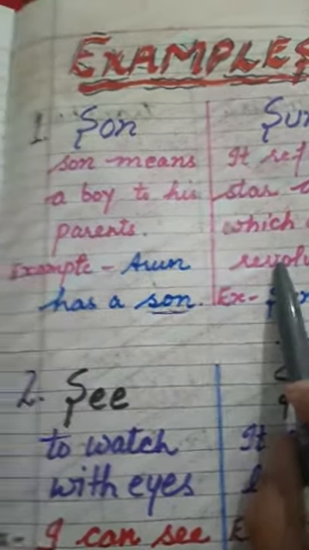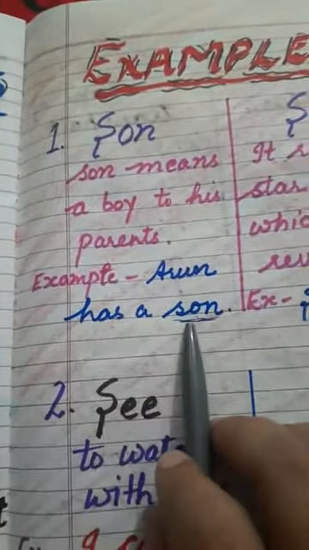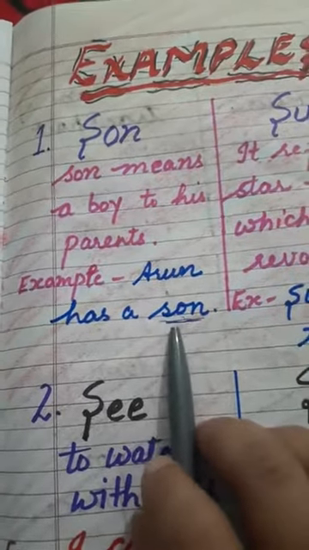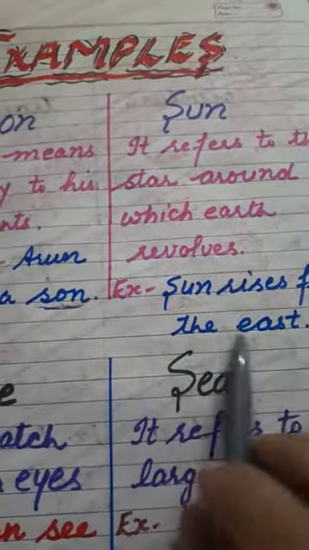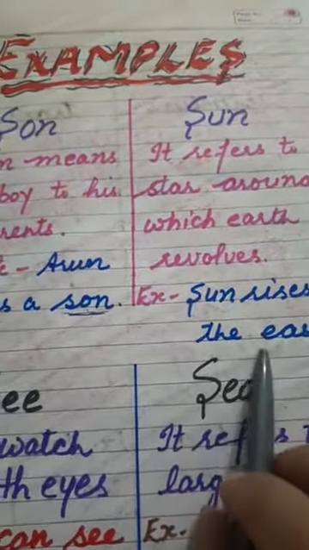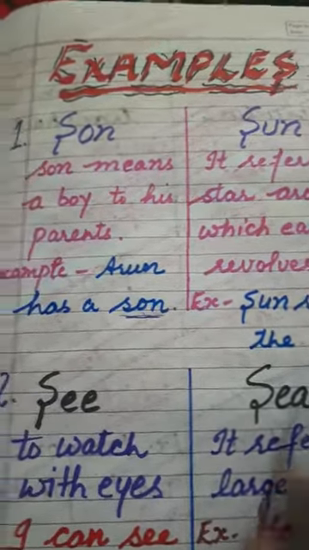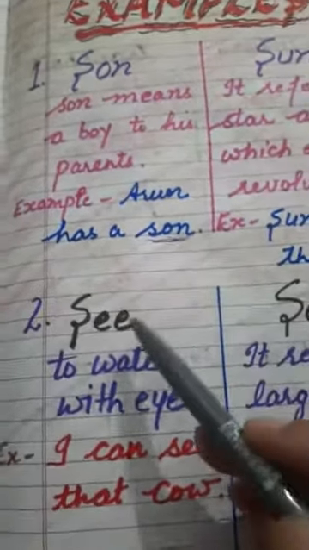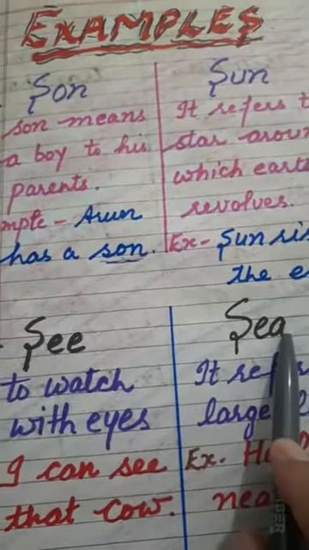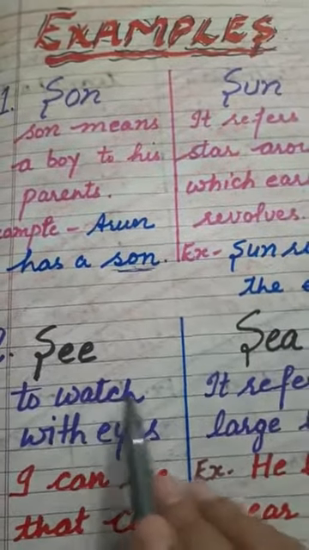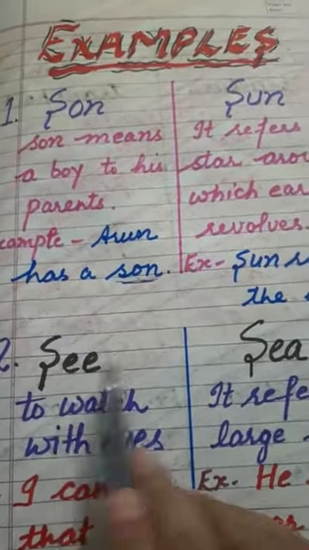Is that clear? So let's take an example. अरुण हैज अ सन. अरुण का एक बेटा है. क्लियर? And sun rises in the east. सूर्य पूरब से उगता है. Is that clear? Now let's take one more example. See, sea. Students, you can see I pronounced both words in the same manner, meaning see, sea.